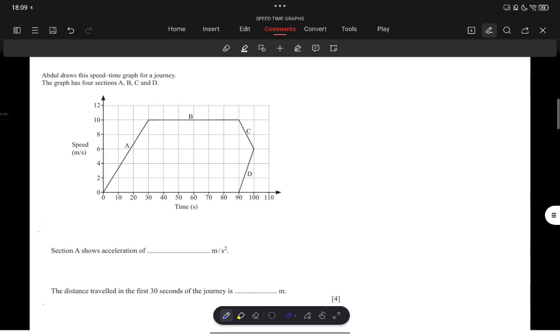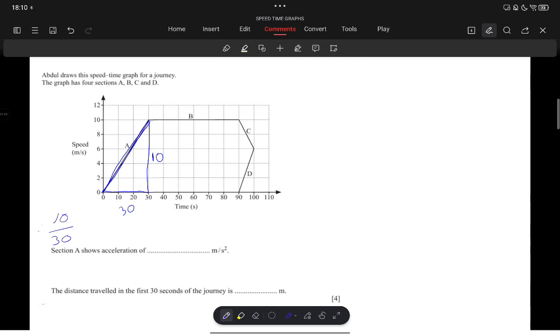Now we're back in more familiar territory. So section A shows acceleration of something meters per second squared. So they are asking us to work out the acceleration in section A. So there's section A. Acceleration is the slope of the line or the gradient of the line. So change in y divided by change in x, or rise over run. So 10 is my rise or my change in y, and 30 is my change in x. So change in y divided by change in x. 10 divided by 30.